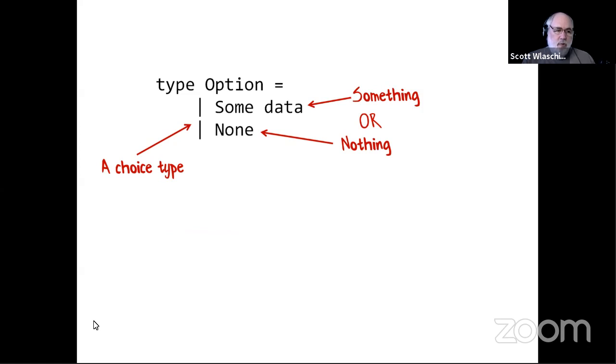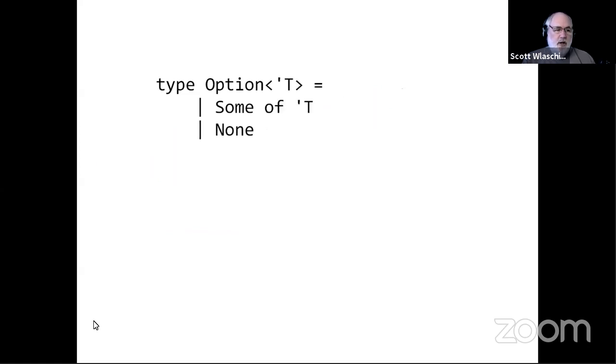Now in F#, we actually write it slightly differently. This is how you write it in F#, because the data could be anything, so we're going to use a generic type. So if you're used to C# and Java, you've seen this syntax, the angle brackets with a T to mean a generic type. In F#, we have a little tick in front of the T, but otherwise it's very similar to how you do it in C# and Java.